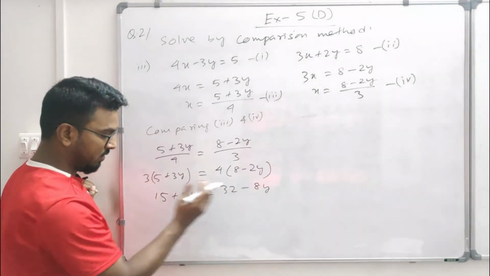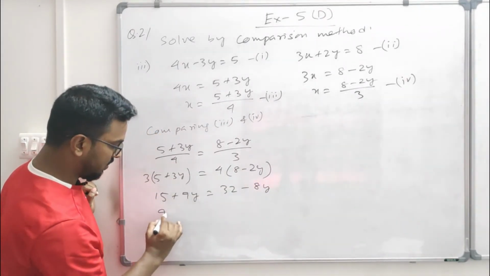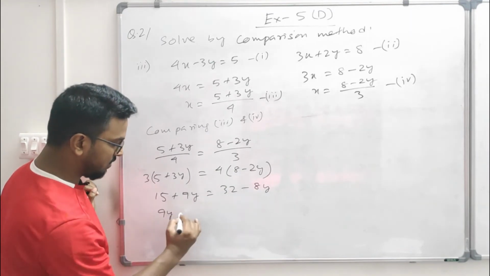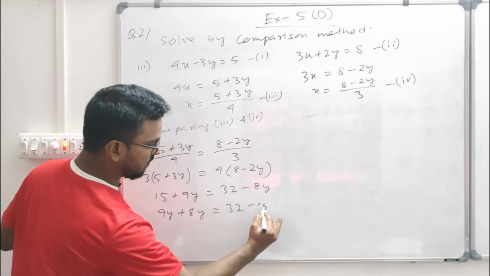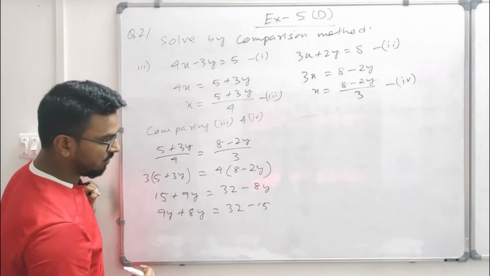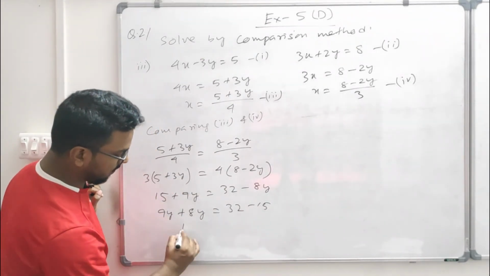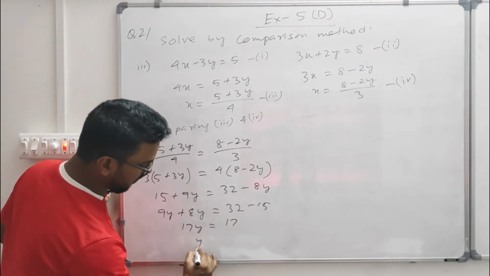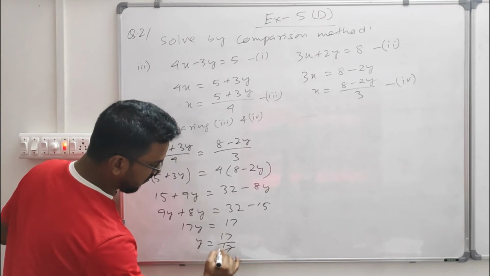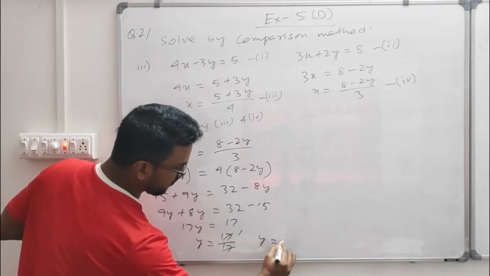Bring this 9y or 8y to the left hand side. So it will become plus, and 32 here, if you take it to the other side, it will become minus. So if you add, it will become 17y and this one also 17. So the value of y is 17 divided by 17, that is 1. So y equals 1.